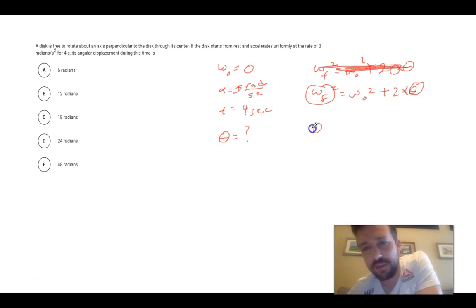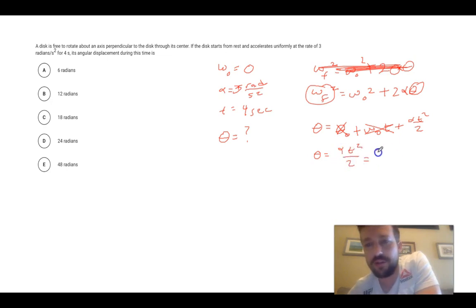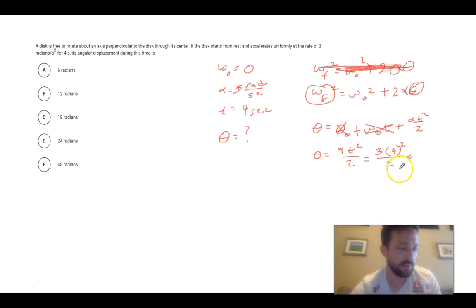So now what I'm thinking is probably the second formula: theta equals omega naught t plus alpha t squared over 2. I'm looking for theta. My initial radians we'll say is 0, so anything times 0 is 0, and that term disappears. So I just have theta is equal to alpha t squared over 2. And that should work. So alpha is 3 times t squared, so 4 squared over 2. That'll be 16 times 3 is 64, divided by 2 is 32.